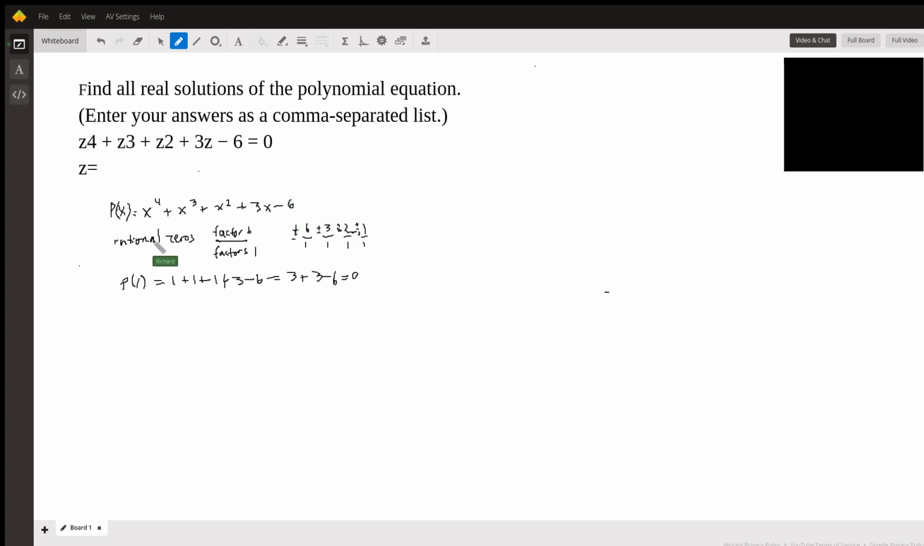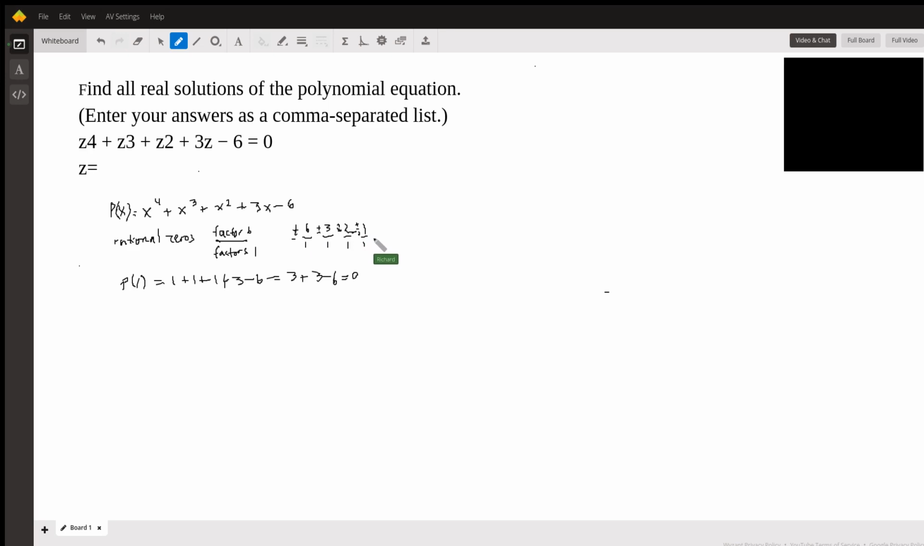Now there's a theorem of rational zeros. It says all the rational zeros of this polynomial have to be factors of 6, the constant term, divided by factors of the coefficient of the first term, which is 1. So we could be plus or minus 6 over 1, plus or minus 3 over 1, plus or minus 2 over 1, plus or minus 1 over 1.